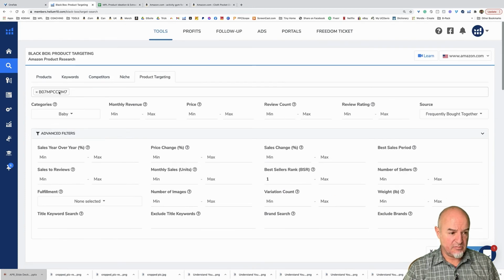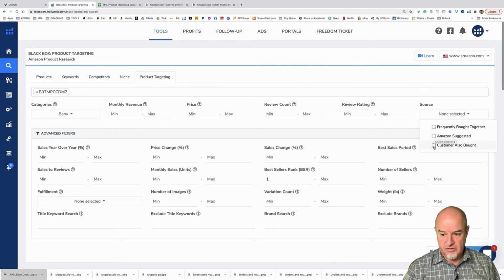You could just as easily put someone else's ASIN in here. It doesn't matter. If you're considering a market, maybe, and this is a good way to find other product ideas that aren't exactly that ASIN that you put in there. You could use the same type of search for Amazon suggested and customers also bought.